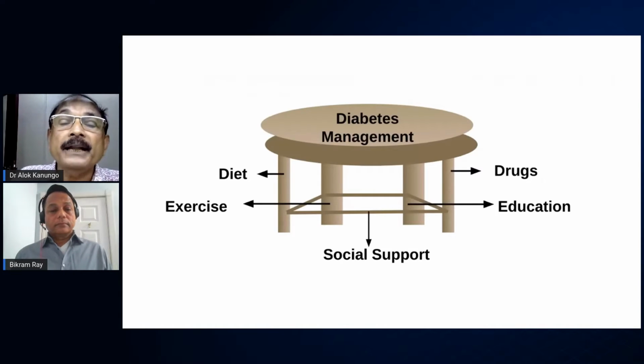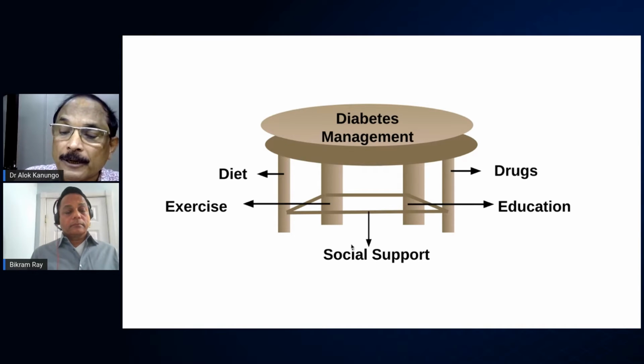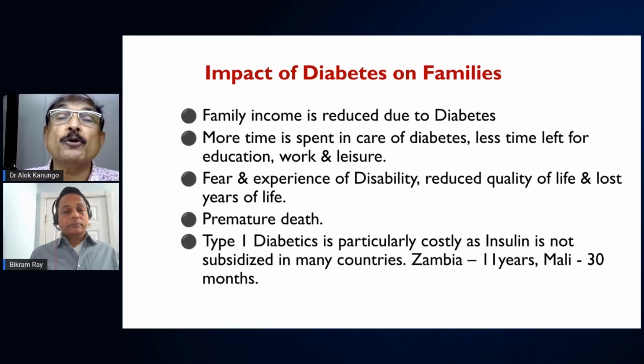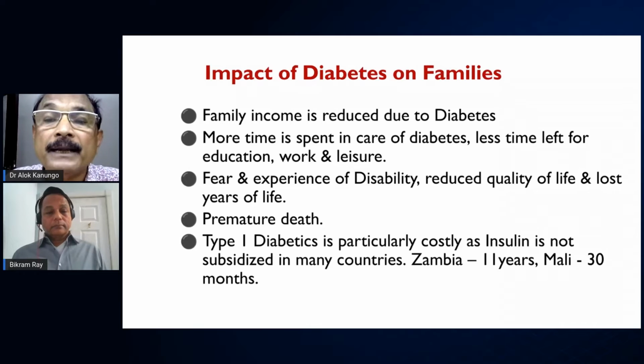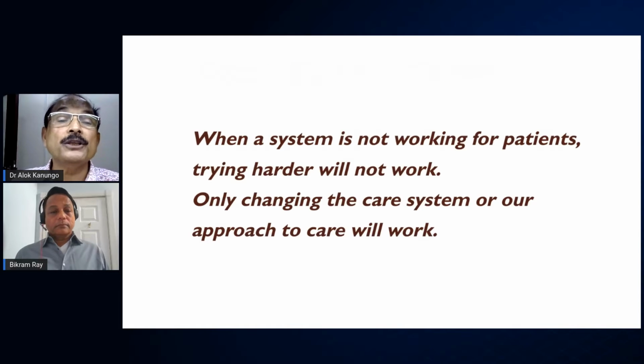So as you know, medically we have learned that diabetes management depends on diet, drugs, exercise, education and social support. This is very important, where Bikram is playing an important role. He is providing social support to diabetes families, and we are trying to make the life of those families better. Family income is reduced by diabetes, more time is spent in care of diabetes, fear and experience of disability and premature death are a few of the things.